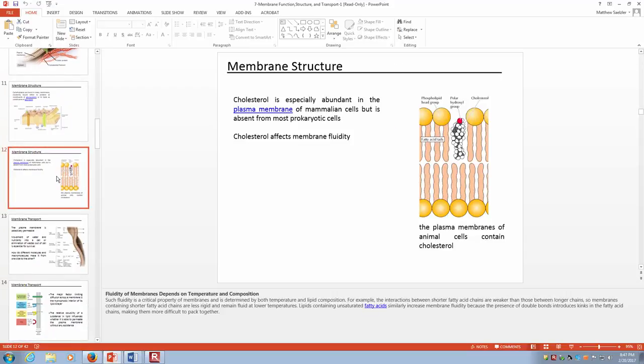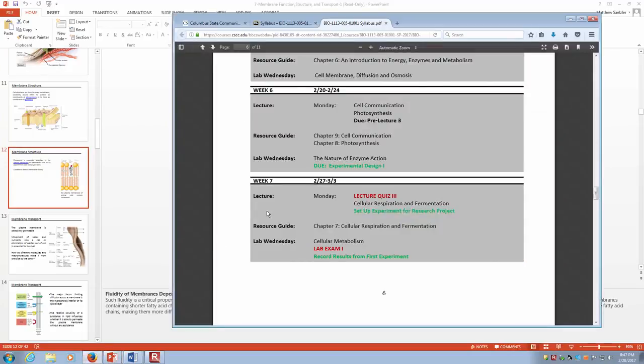So basically 1 through 12 discusses the composition of membranes and then their structure, and then we also included fluidity within that. So up to and including slide 12 for membrane structure, synthesis, and transport. And that's on Monday. Also next week, you're going to be setting up the experiments for your research project that you turned in a proposal for this Wednesday.